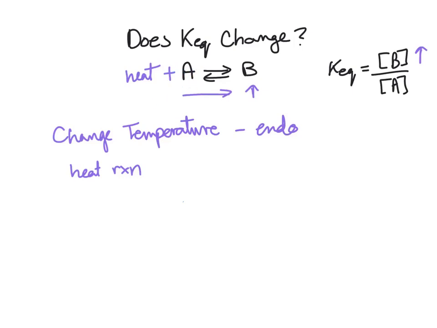Now, did I also increase A? No. I used up my heat and some of A to move to the right to make more B. So I increased my B without increasing my A. This ratio is higher because B is higher and A is not higher. So if I heat my reaction and it's endothermic, K increases. What if I cool my reaction?